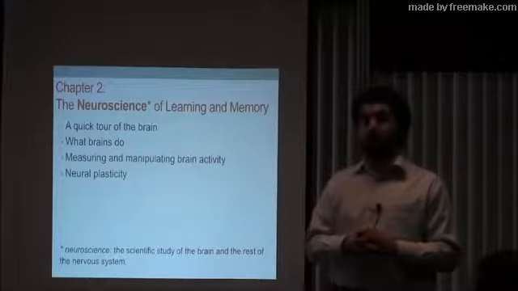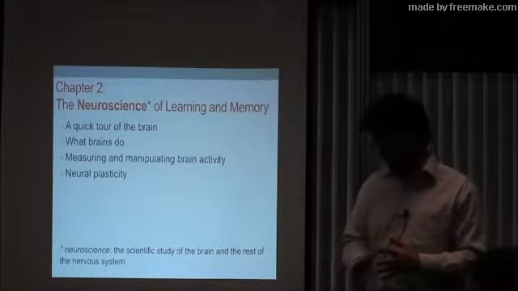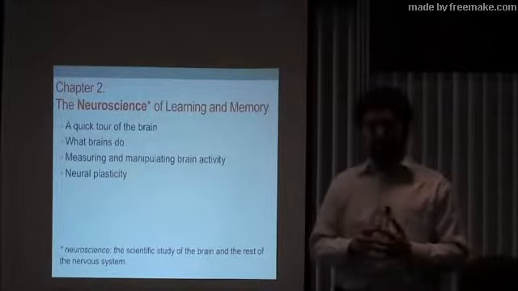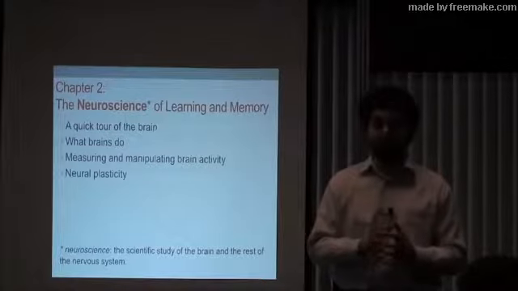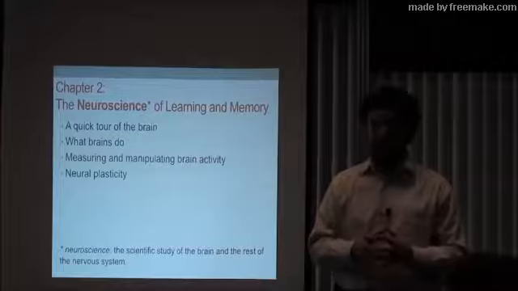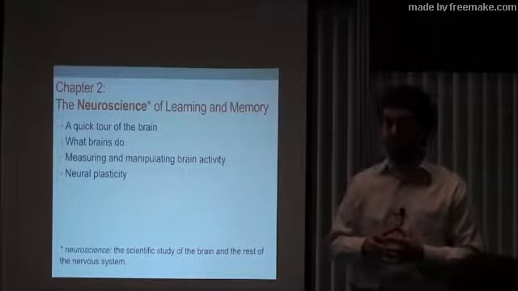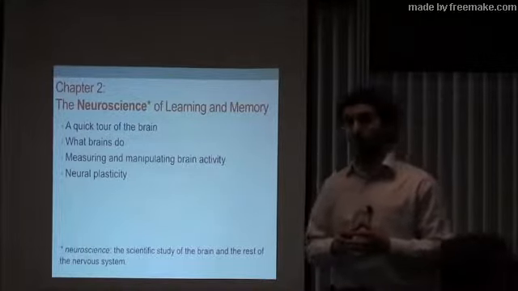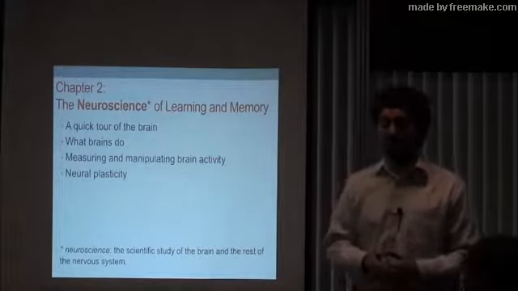However, people in the field define it as the scientific study of the brain and the rest of the nervous system. So it's not only the brain. Neuroscience is not only the brain. There are many other things that are considered neuroscience that don't lie within the boundaries of the skull. Okay.